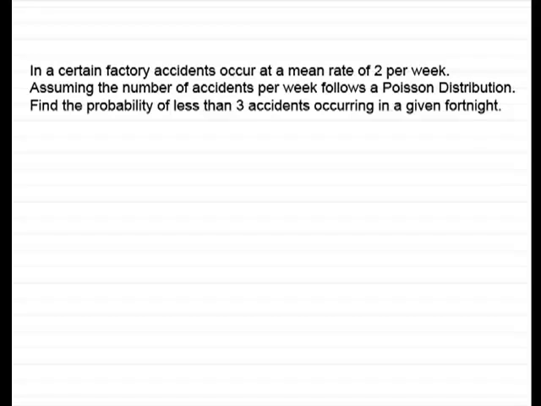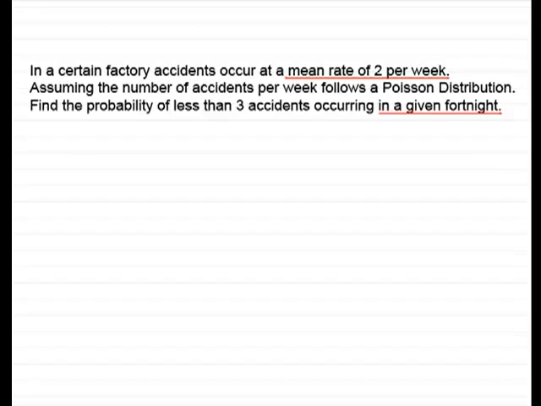As you can see, we've got a mean rate of 2 per week, and now we're looking at a given fortnight. If we assume that the number of accidents remains proportional over a period of time, then we can expect that in a given fortnight there will be twice as many accidents. So instead of 2, we've now got 4 accidents expected in a given fortnight.